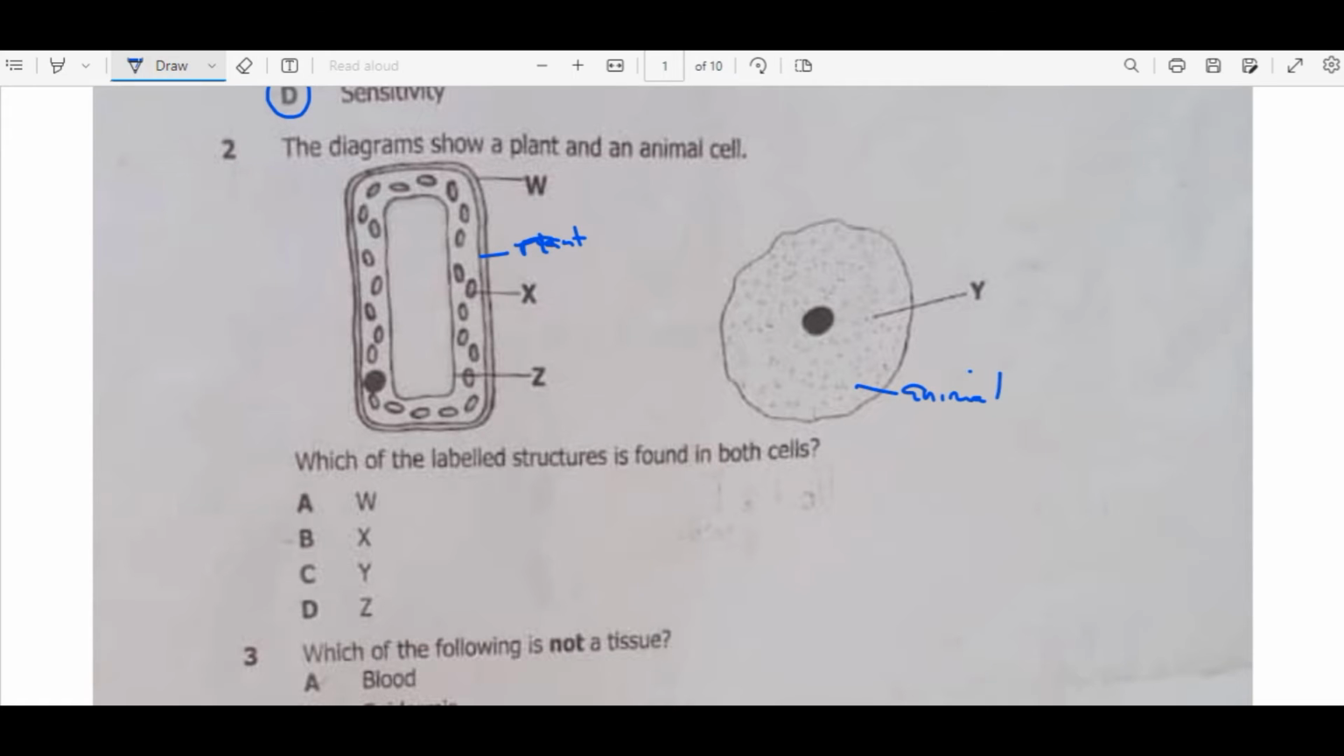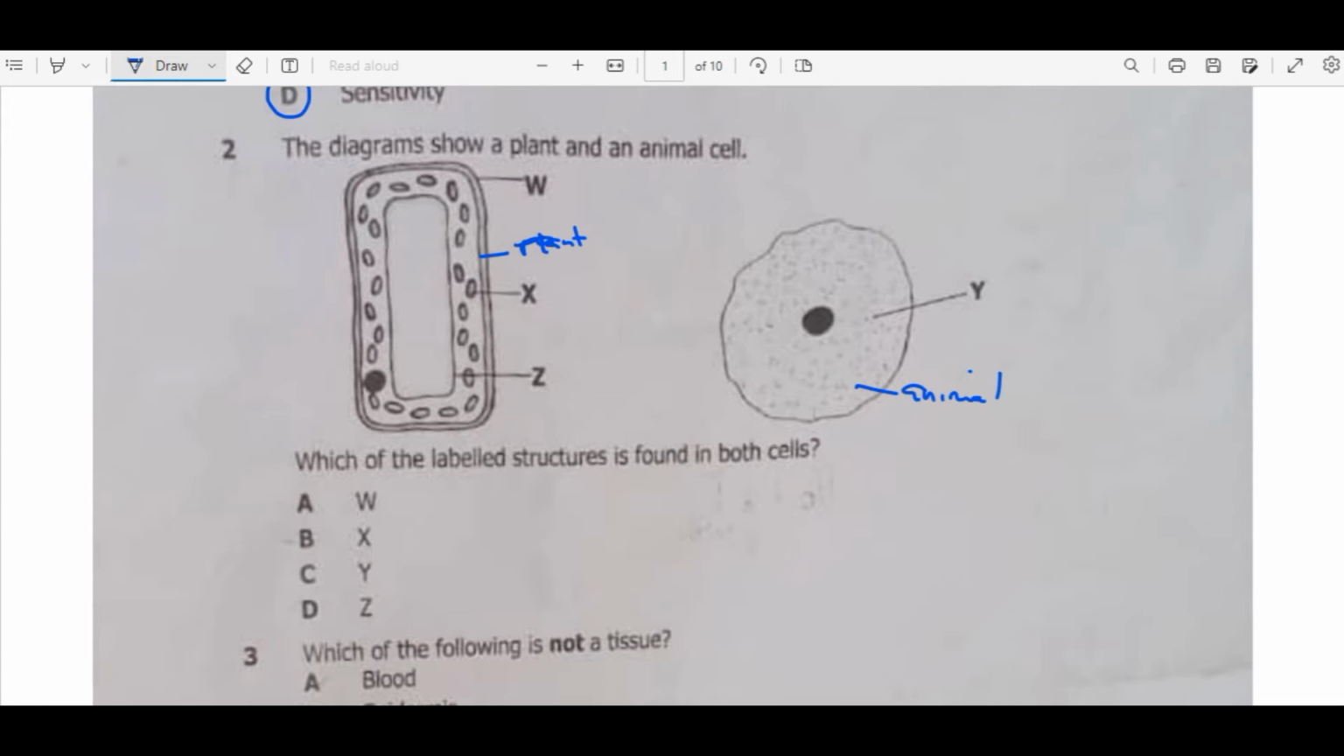When you look at it, you'll find that Y is given in an animal, and here we have W, X, and Z. Which one can we find in both? Which of the labeled structures is found in both? We have W. What is W there? That is the cell wall. The cell wall is not found in an animal cell.